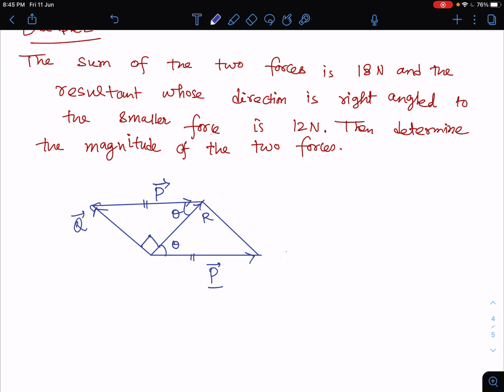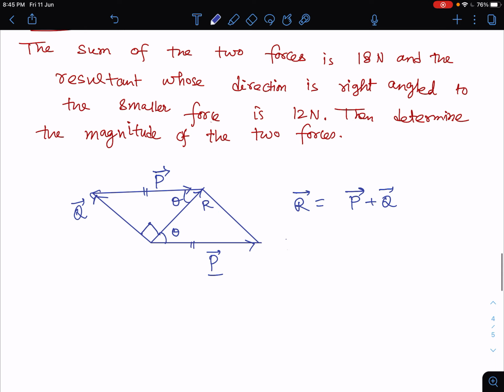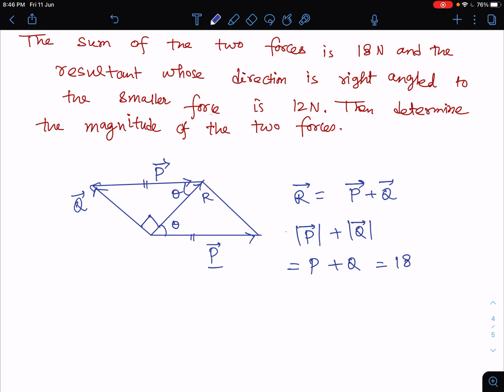So now you know R is P plus Q, where Q is the smaller force and P is the larger force. It has also been given that the sum of the two forces, that is mod of P plus mod of Q, in shorthand P plus Q, is 18, right? And the resultant vector, the mod of R, is 12 Newton.